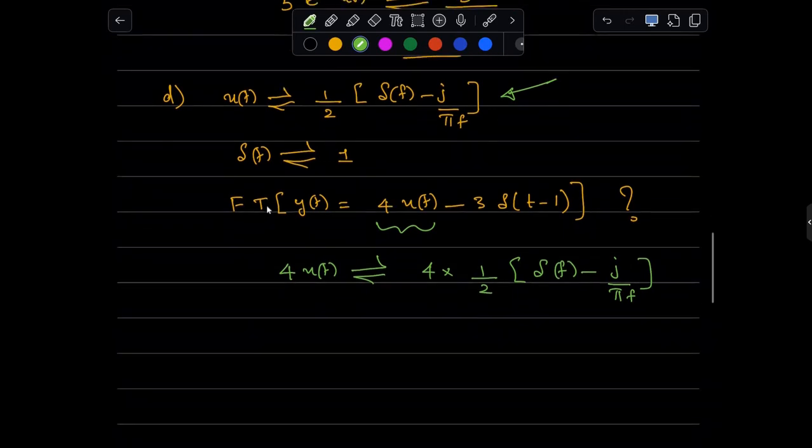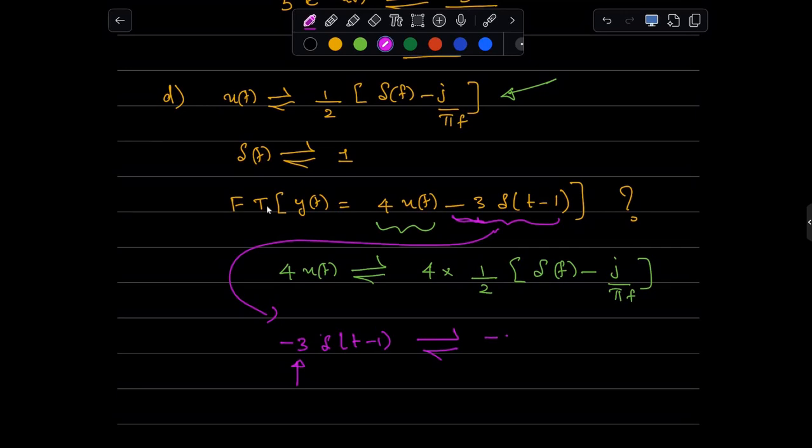Next, the next one is minus 3 into delta of t minus 1. This has the Fourier transform. You see there is a multiplication factor of minus 3, so minus 3 will be repeating here in the Fourier transform also. And delta of t has the Fourier transform 1. So there is a rule for that.